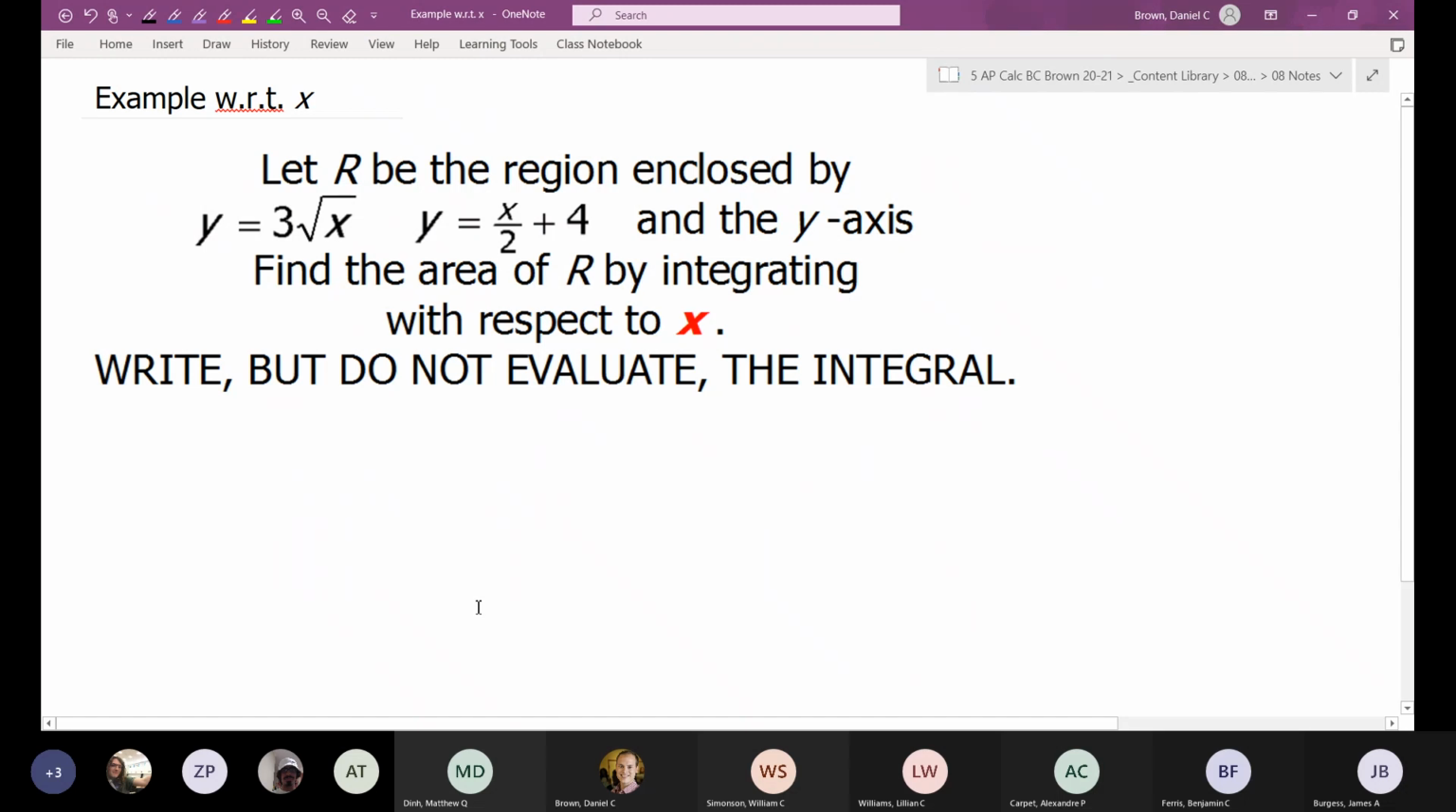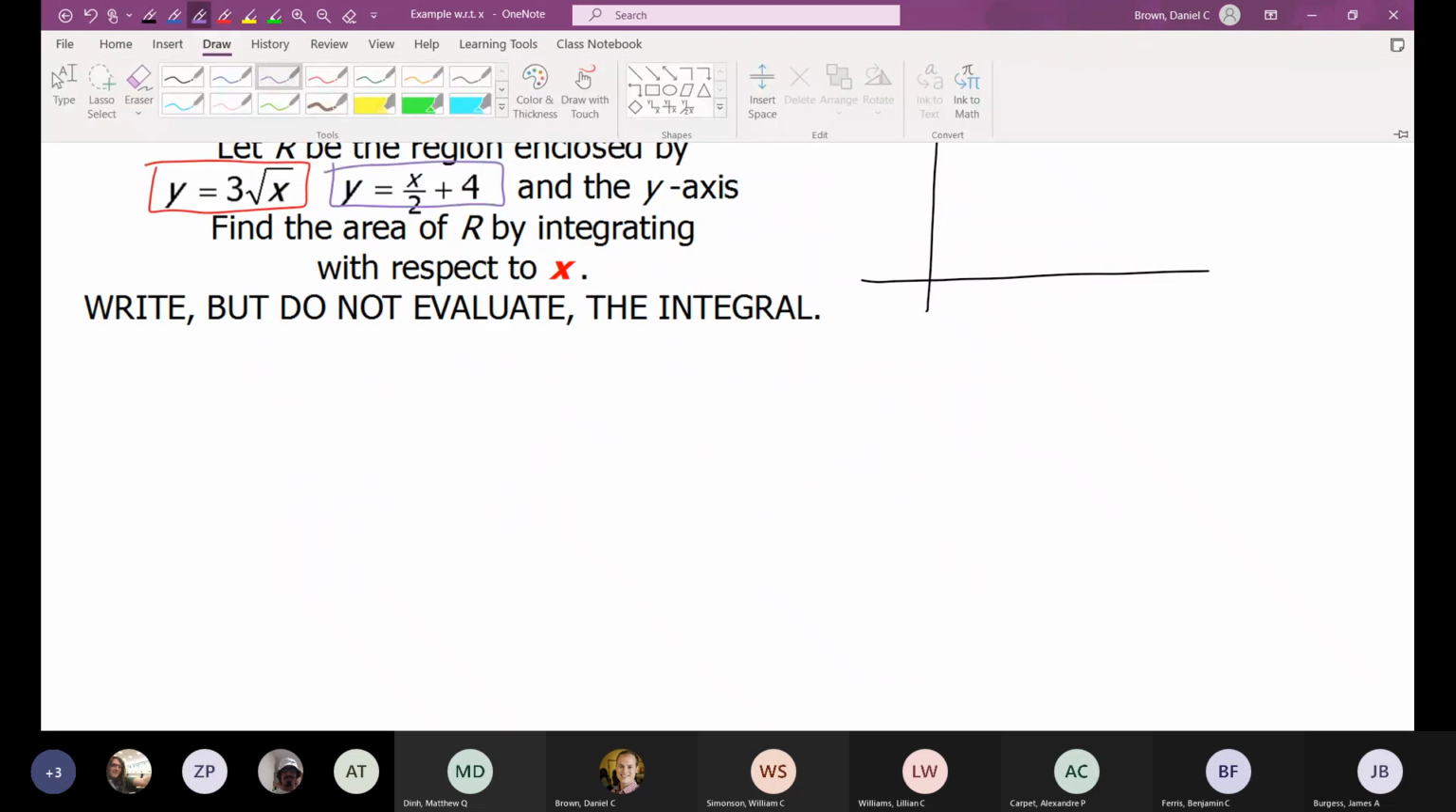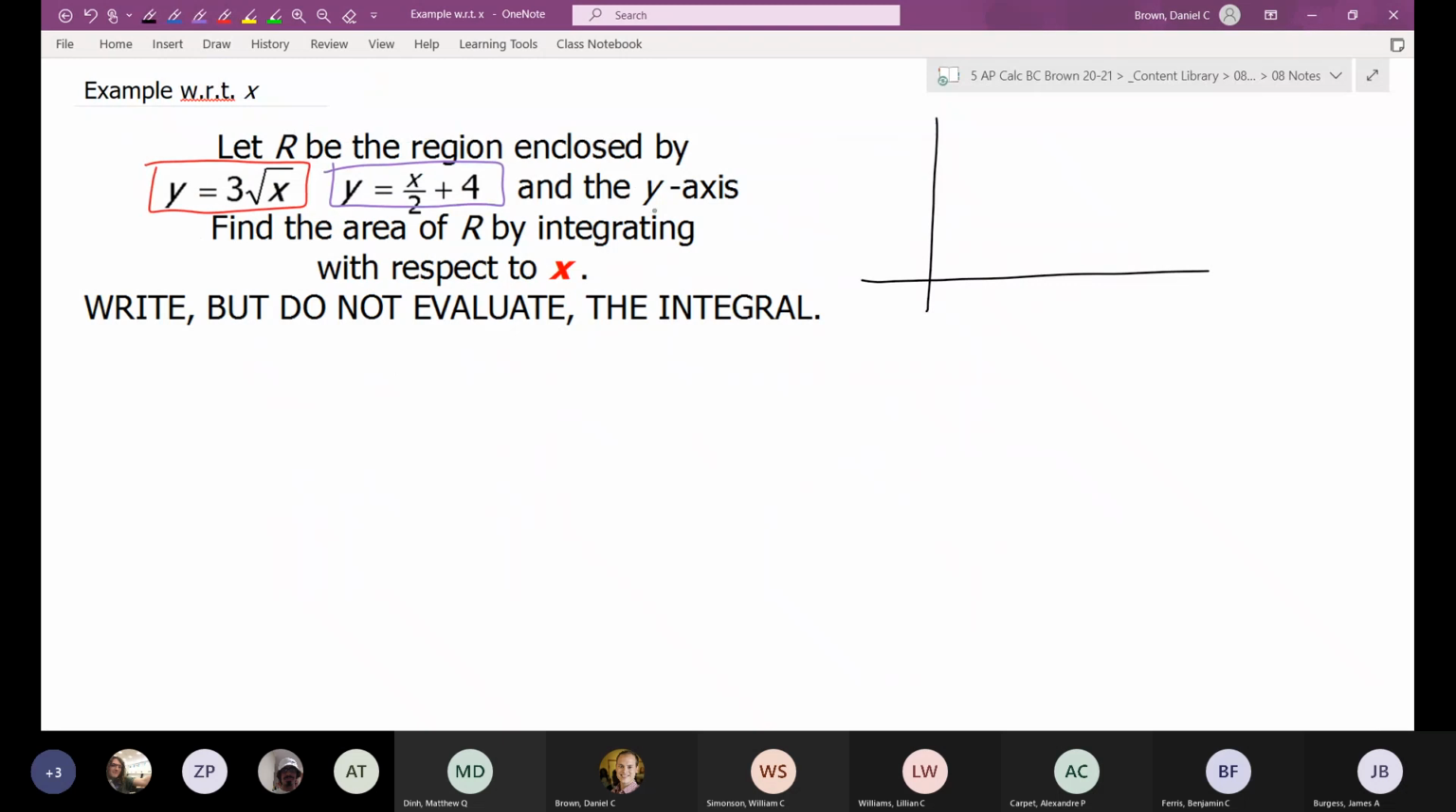I'm going to give you a few moments to try that one on your own first. And this one, honestly, I think the trickiest part is maybe just doing the algebra to find the intersection points, not really the calculus.